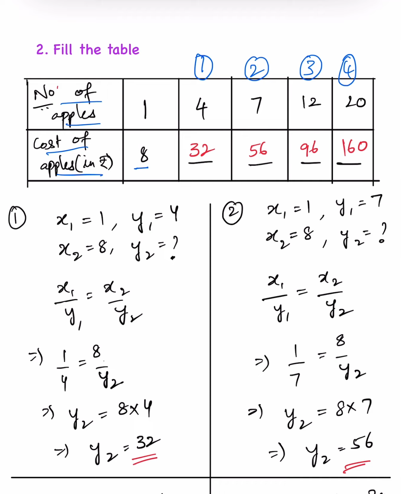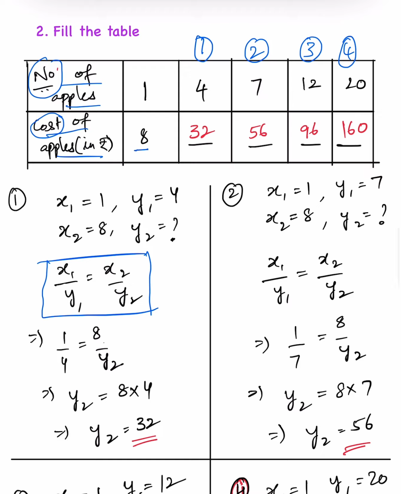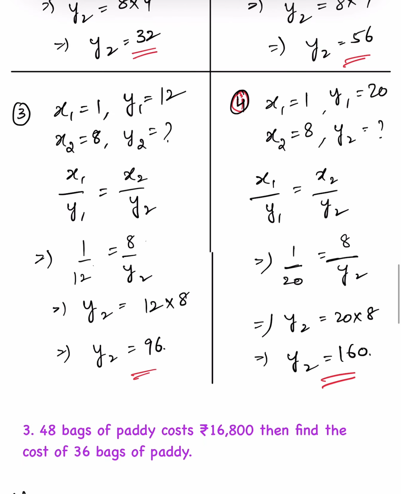x1 by y1 equal to x2 by y2, because if this number increases, the cost also increases. So this is direct proportion. So x by y is a constant. So x1 by y1 equal to x2 by y2, y2 is 32. Similarly, x1 is 1, x2 is 8, y1 is 7, y2 we have to find. Same, x1 by y1 equal to x2 by y2. y2 is 56. Again, x1 is 1, x2 is 8, y1 is 12. What is y2? y2 is 96.